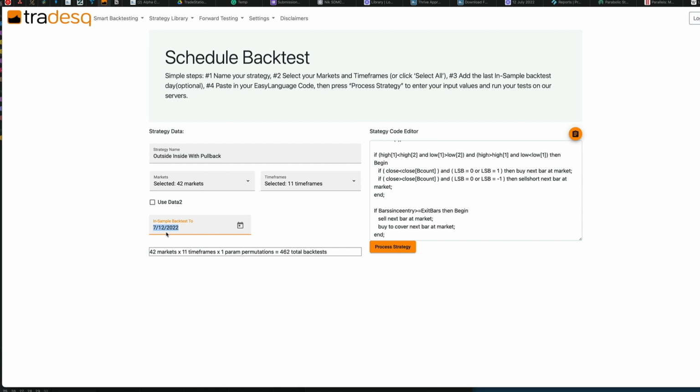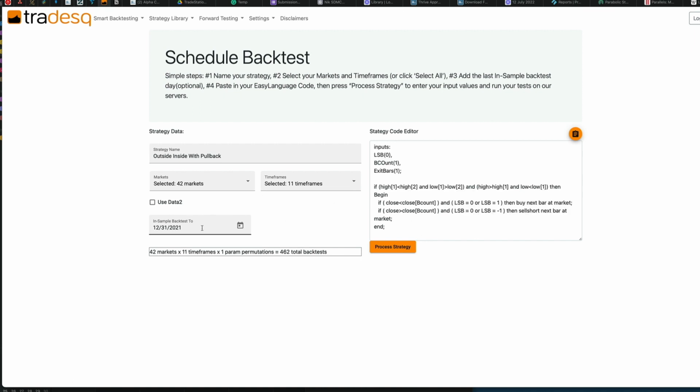Now, what if you wanted to leave some data out for out of sample? That's what this is for. So perhaps what we want to do is leave the year 2022 as out of sample. So what you could put in here is 12/31/2021, and what this would tell Tradesq to do is use all of the history up until December 31st of 2021 as the backtested data. Then it would use the starting date of January 1st, 2022 as unseen walk-forward data.